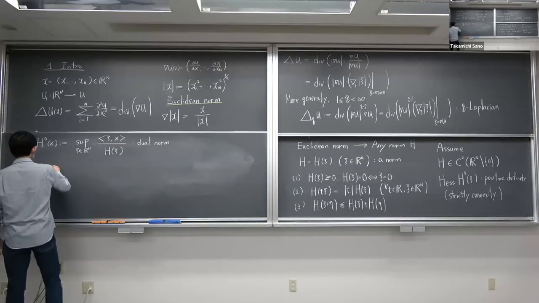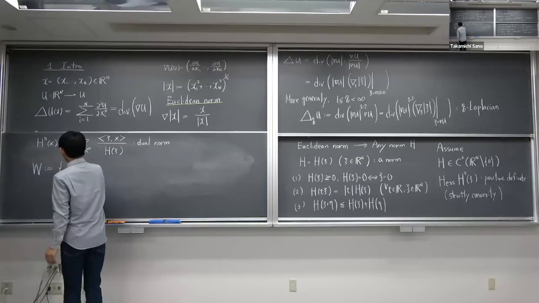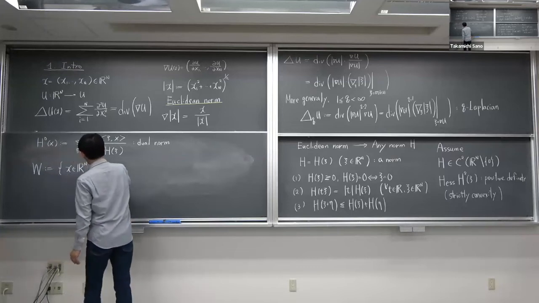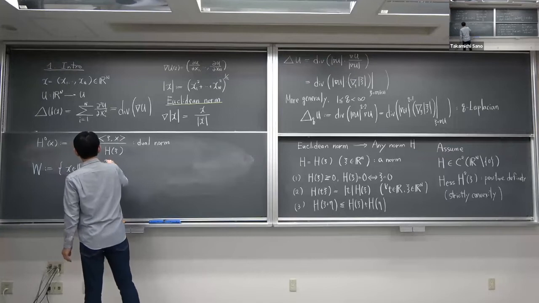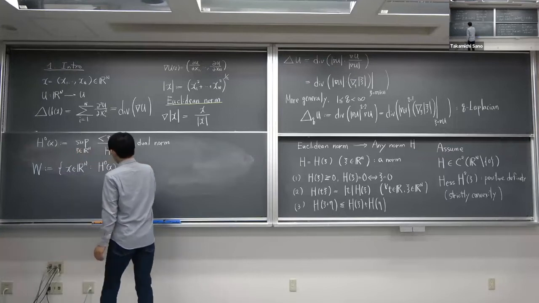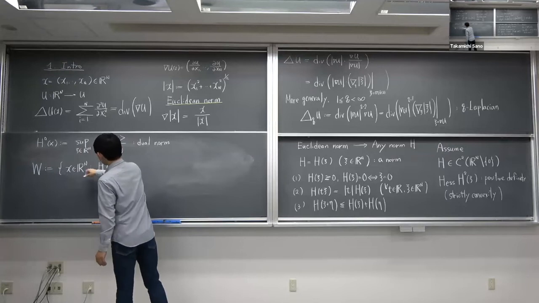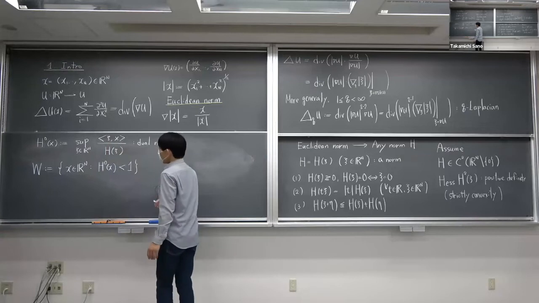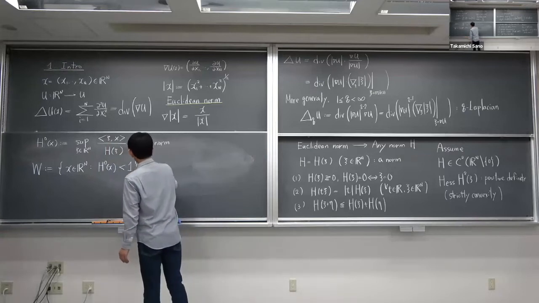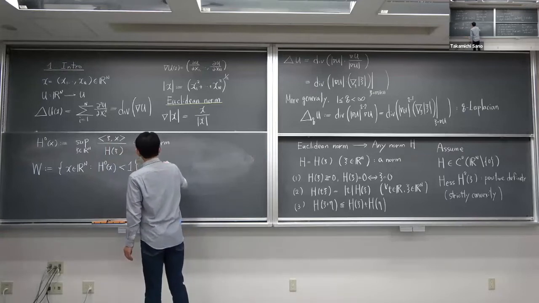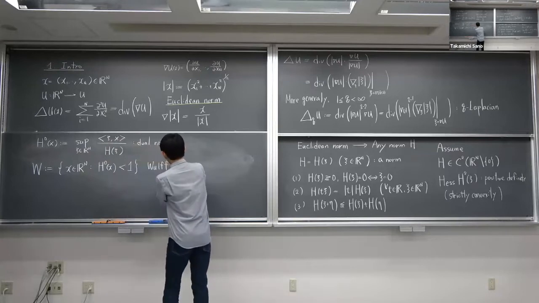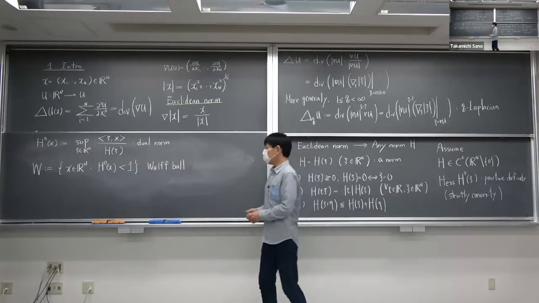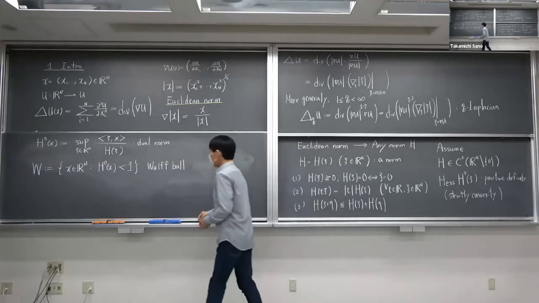By using the dual norm, we define this set, the H naught unit ball. That means the set of any x such that H naught of x is less than 1. This is called the H naught unit ball, or more popularly, the Wulff ball. This is a kind of unit ball in this general setting.